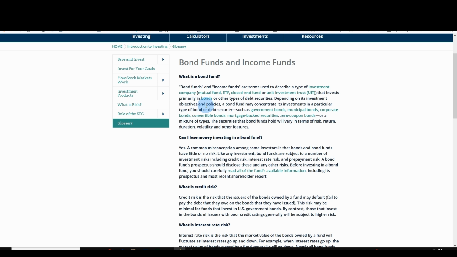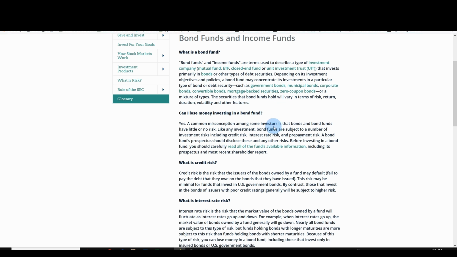Depending on its investment objectives and policies, a bond fund may concentrate its investments in a particular type of bond or debt security, such as government bonds, municipal bonds, corporate bonds, convertible bonds, mortgage-backed securities, zero-coupon bonds, or a mixture of types. The securities that bond funds hold will vary in terms of risk, return, duration, volatility, and other features.